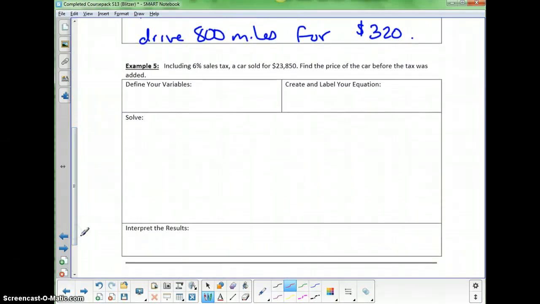Let's look at the last one here. Including a 6% sales tax, a car sold for $23,850. Find the price of the car before the tax was added. Okay. So let's see. What I want to find is the price of the car before the tax was added. So let's say c, for example, is going to be the price of the car.